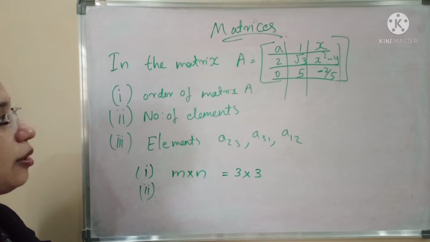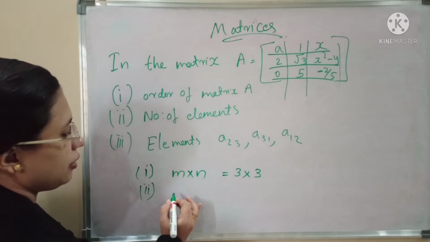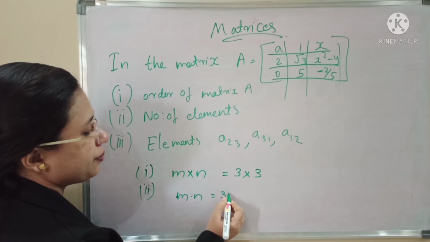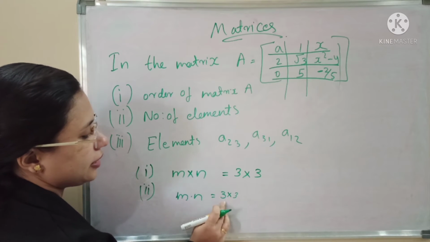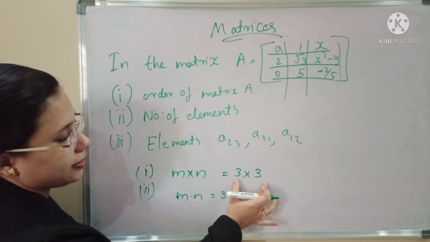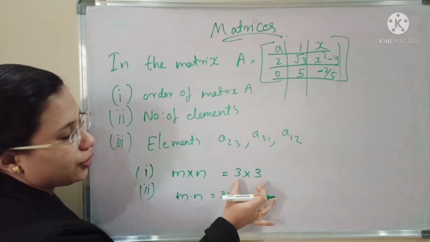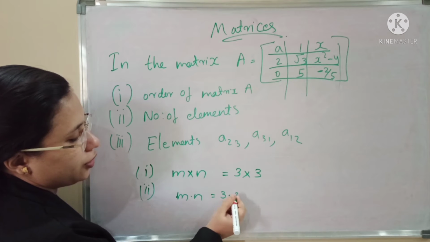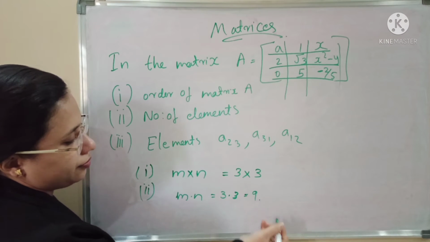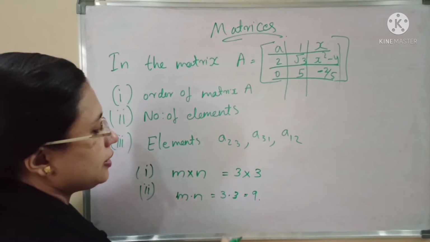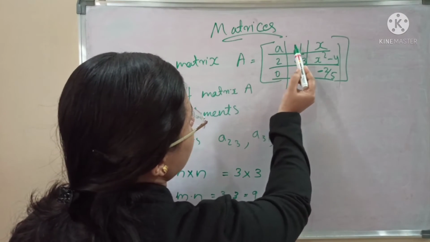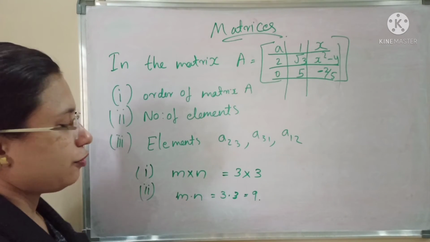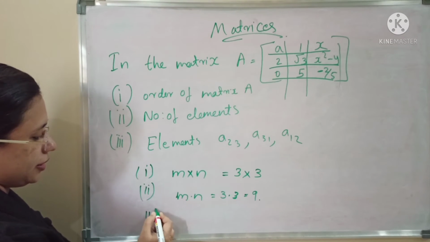Second question, number of elements. How to find the number of elements? m into n, that is 3 multiplied by 3. These two are different: this is the representation of the matrix, not multiplication, and this is multiplication. So 3 into 3. Total how many elements? 9. We can count 1, 2, 3, 4, 5, 6, 7, 8, 9. Fine.